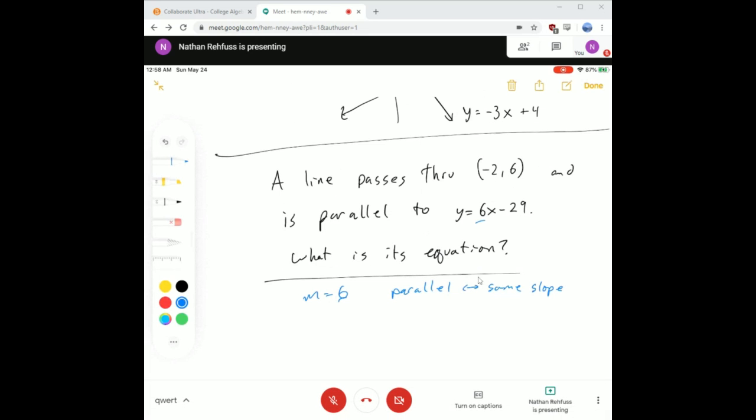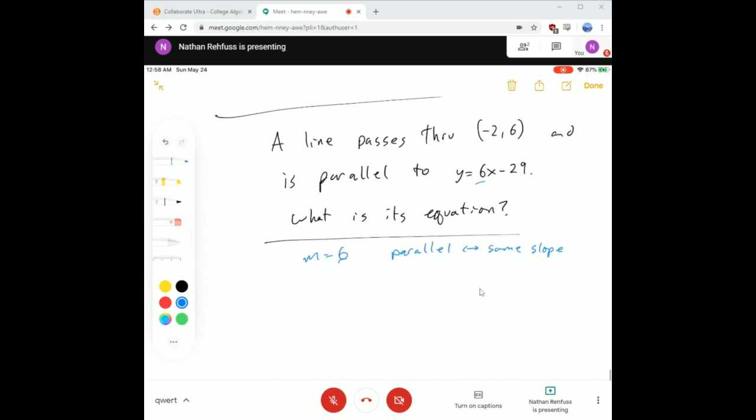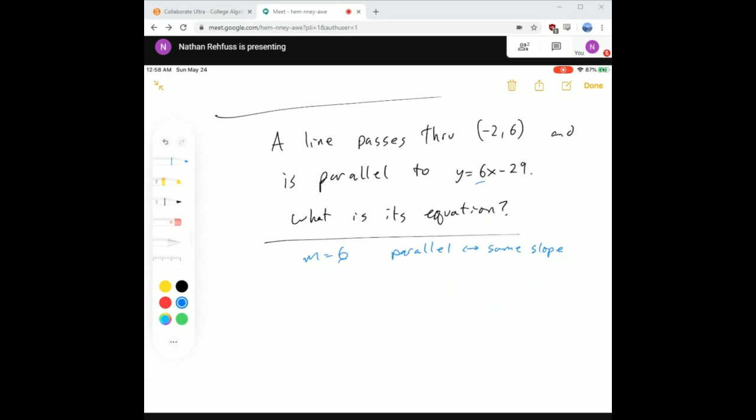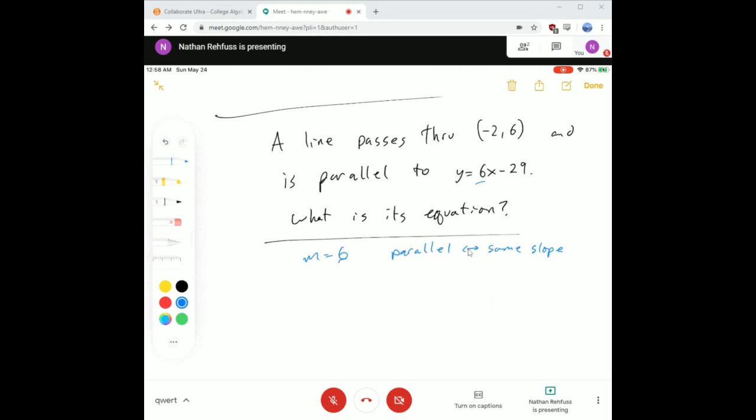I made this arrow point both ways because parallel gives us same slope, and same slope would give us parallel. So I use this arrow that points both ways to represent that mathematically. You'll see it a few times this semester. Alrighty. Parallel lines have the same slope, so this slope is 6.